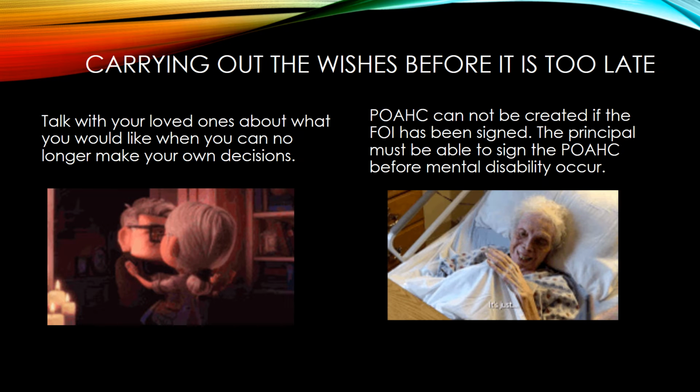So, carrying out the wishes before it's too late. You need to talk with your loved ones, your close family members, and friends about what you would like when it comes time that you are no longer able to make your own healthcare decisions. When a power of attorney for healthcare document is being put in place, it is important for the agents to know what you will and will not like done for healthcare decisions. What kind of treatments you want, what kind of treatments you don't want. Talk with your family, talk with your friends. It's a very difficult conversation, but it's a very important one.